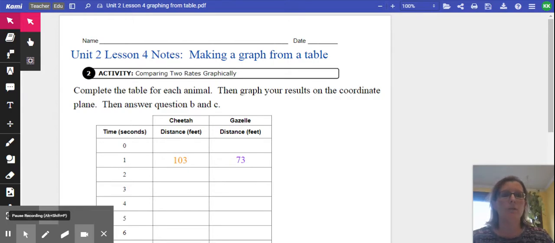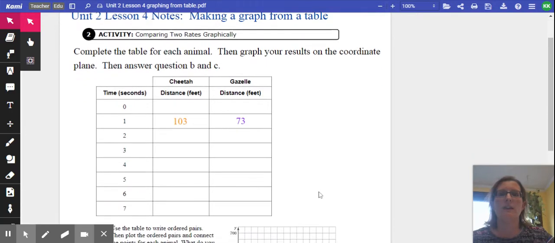We have been working with unit rate and constant of proportionality, and we know how to find constant of proportionality from a table, from a graph, and from an equation. But now it's almost like we're working that backwards. We're using the constant of proportionality. Today we're going to use that unit rate, and we are going to make both a graph and a table from the unit rate.